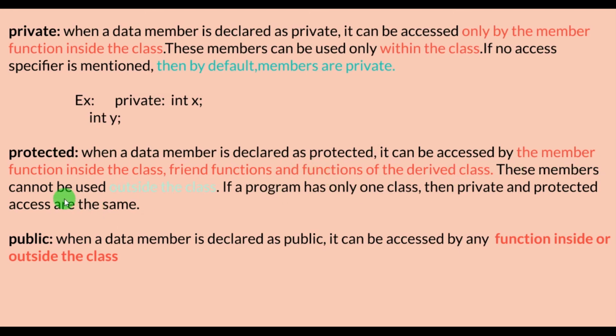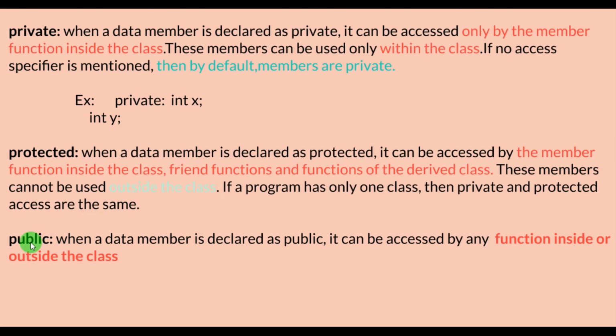These members cannot be used outside the class. So outside the class you cannot use these data members. If a program has only one class, then private and protected access are the same. So if the program has only one class, then the private access specifier as well as the protected access specifier behave the same. So that is protected.